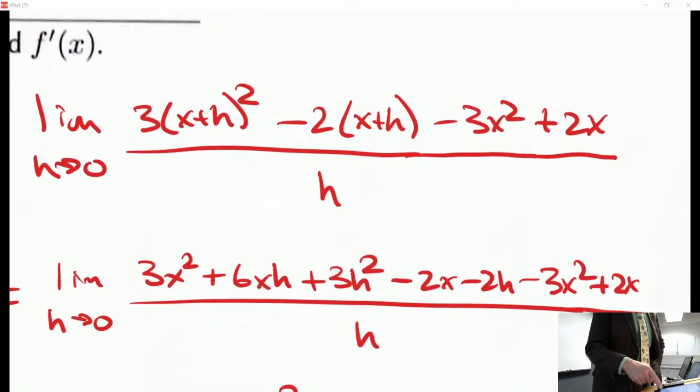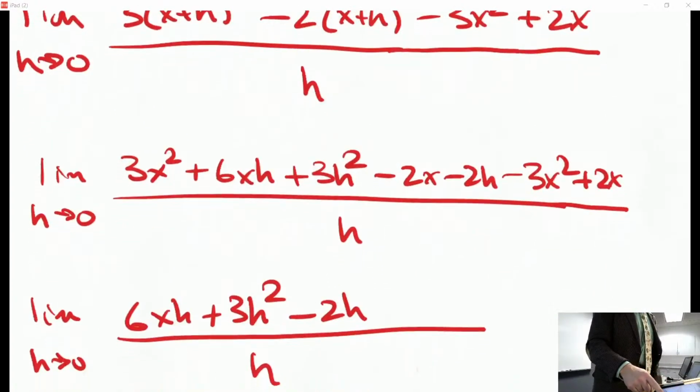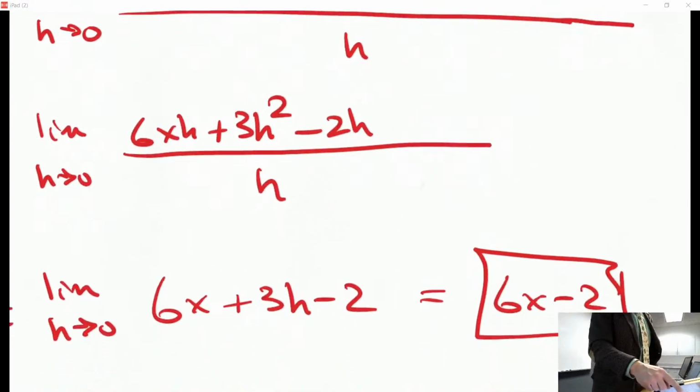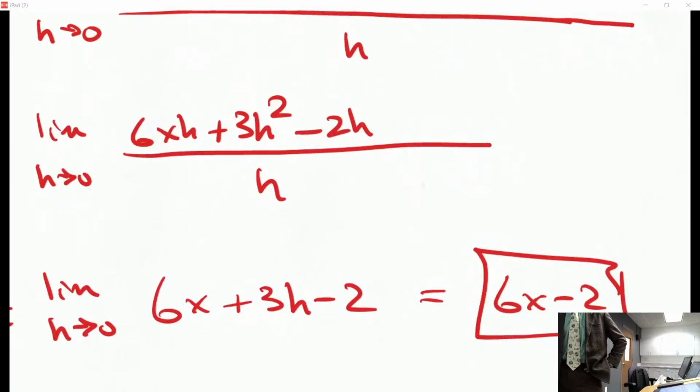We're going to cancel some stuff. You probably see this. The 3x squareds cancel. The 2x cancels at the end here. So let's cancel what we can, and then there's some more stuff that we can cancel. Factor out h, cancel that, and you're left with just this. And then once you're all done, you should get 6x minus 2. So most of you got 6x minus 2 or something close to it.